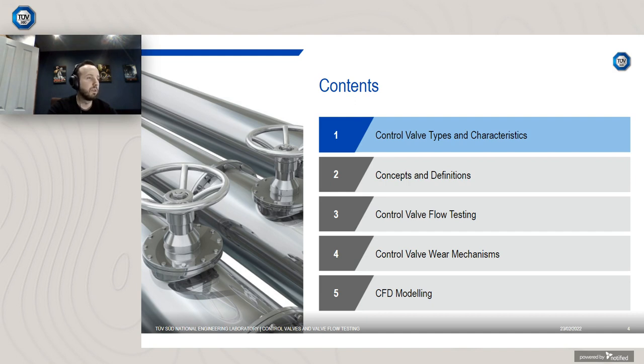But before that, there are some key technical concepts and definitions that are important not only for general valve operation, but they're quite critical when it comes to flow testing valves. And I'll finish up with a little bit on control valve wear mechanisms. So some of the things like erosion and corrosion that can affect a valve's performance over time. And finally, how CFD modelling or computational fluid dynamics can be used as a tool to manage that wear.